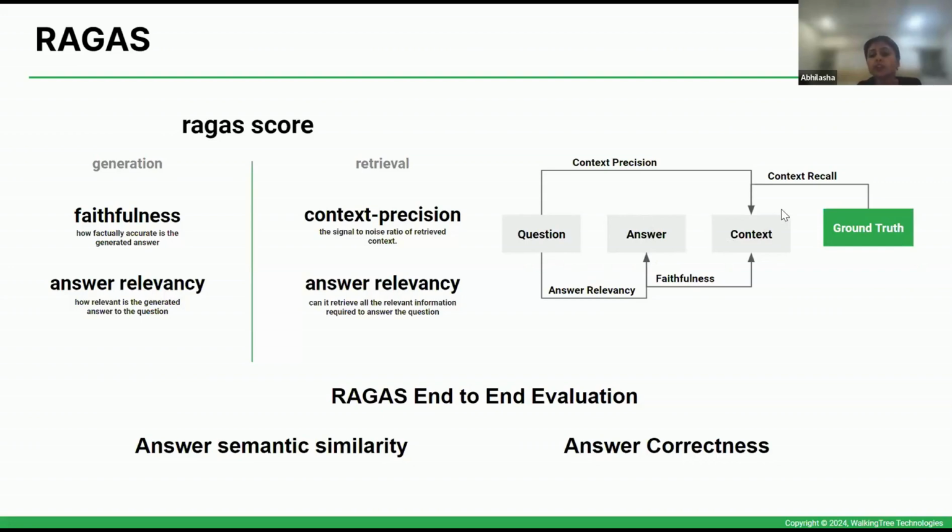Now, whenever you're actually evaluating a model, you have to have a ground truth or a baseline. You can say a golden data set, what we call. So that will have all the expected results from your model. That will help you compare the results with the actual result, with the context.